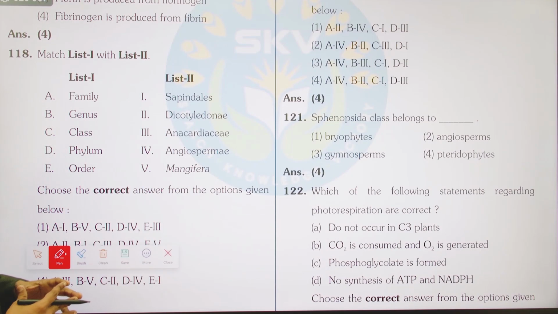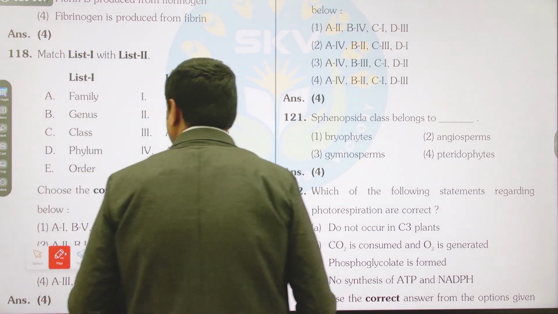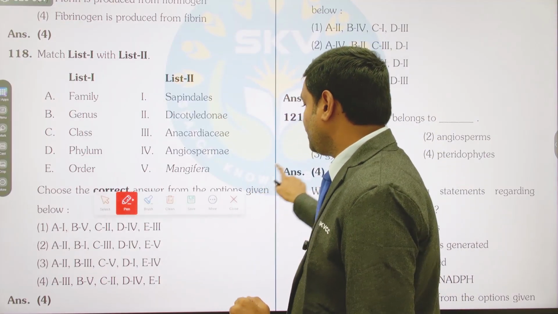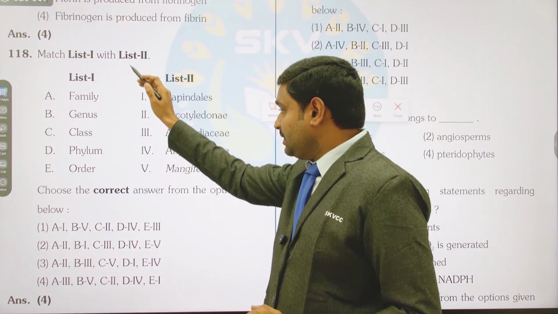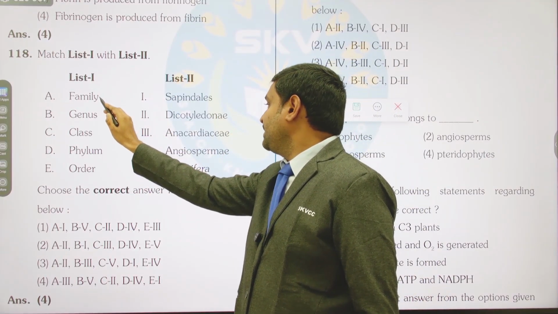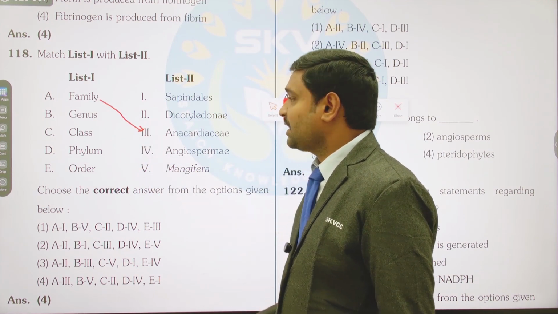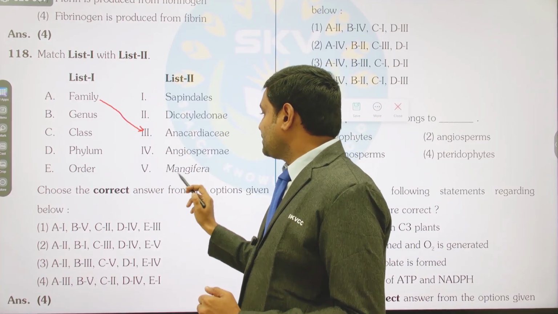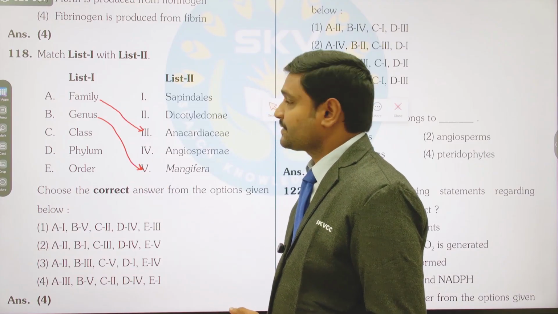Okay, 118. So 118 is a botany part. If you observe the matching list again, this is the question from the Living World chapter. Here there is list 1 and list 2, so let us match list 1 with list 2. Here, family: Anacardiaceae is the family. Then genus. Who is the genus here? Yes, absolutely, Mangifera is the genus.